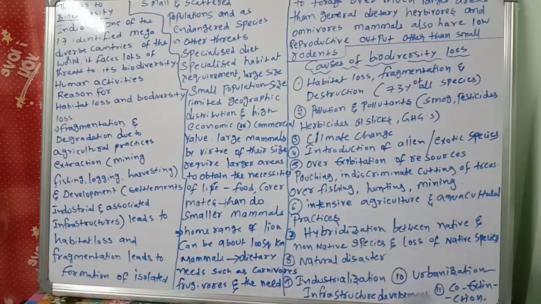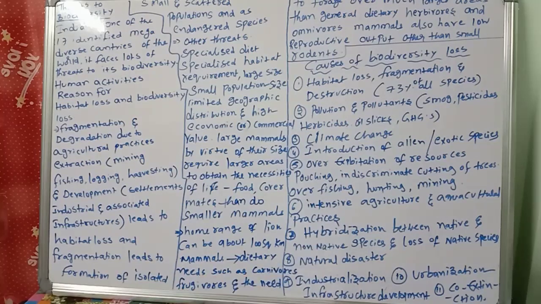Even hybridization between the native and non-native species leads to the loss of the native species. See, when you hybridize native and non-native species, what will happen? The loss of native species is going on. So these are also problematic. Intensive agriculture uses so many pesticides, insecticides, drugs, biochemical fertilizers, fungicides, all chemicals. They are damaging our biodiversity.